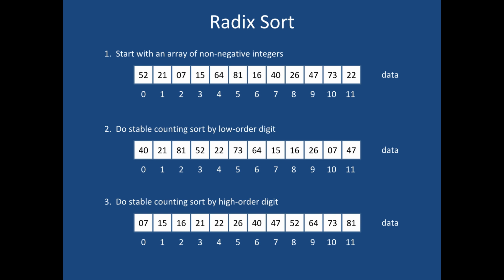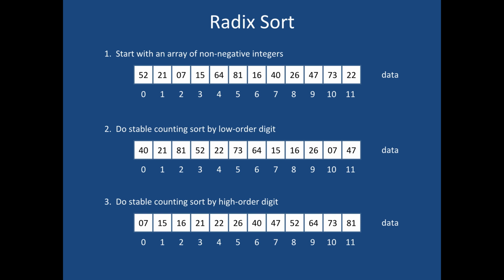You get 40 and then 21 and 81 up to 47 because you can see the low order digits are in order. Okay? Then do counting sort again on the high order digits. Magically your array is sorted. So 2 passes of counting sort, 1 pass per digit, leaves you with a sorted array.